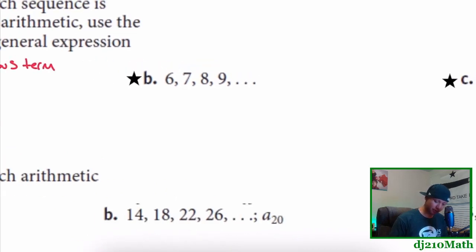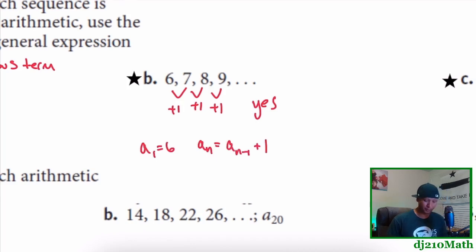All right. This is plus 1, plus 1, plus 1. All right, so yes, this is. Common difference is 1. So a sub n, well, if we let a sub 1 equal 6, then a sub n is going to be a sub n minus 1 plus 1, right? Whatever the previous term is, plus 1.